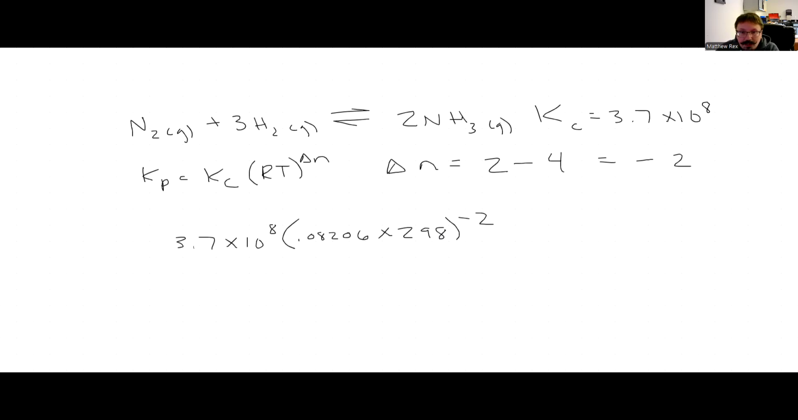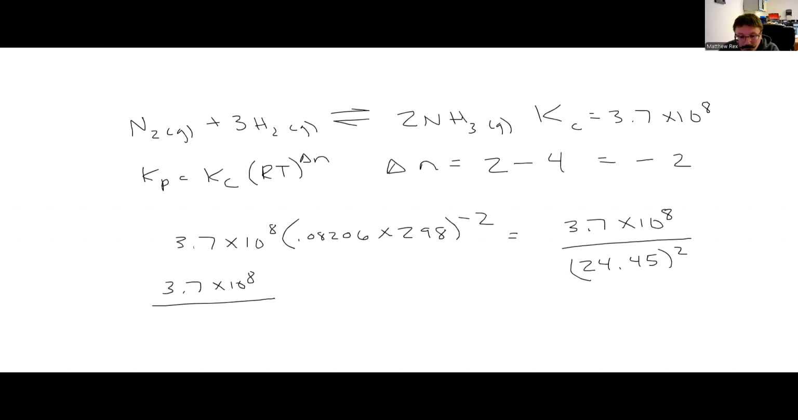This is essentially the same thing as when we take that to the negative 2; we could rewrite that as 1 over 24.45 squared. And that would give us 3.7 times 10 to the 8, and that should be about 597.8.